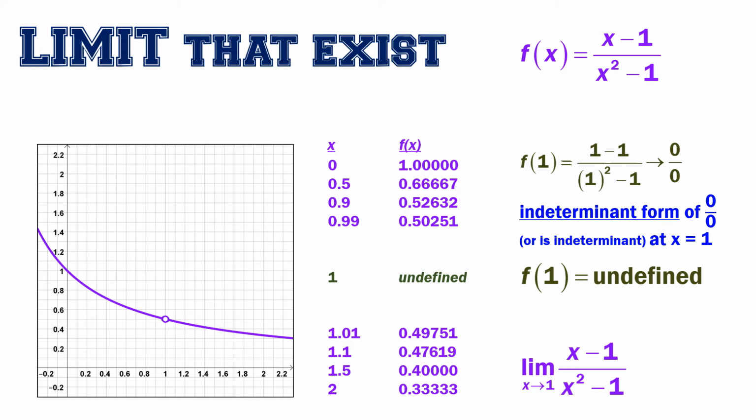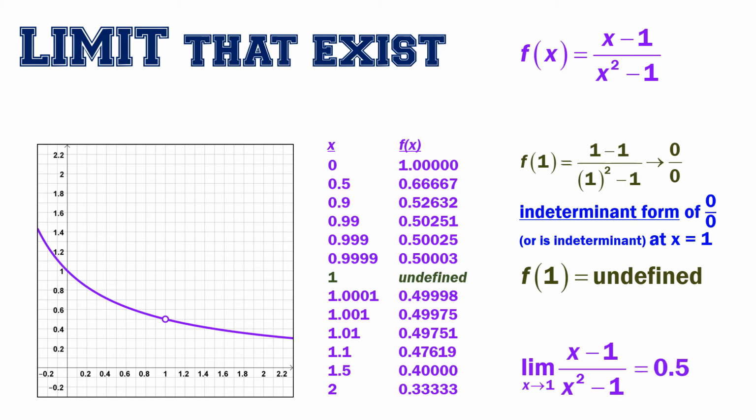But I still don't feel I'm sufficiently close. Let's go closer. You know what? Let's go closer still. Now with these values, I feel I am sufficiently close enough to say that the height is 0.5. I feel I'm arbitrarily close enough to say it's 0.5. And that's what I'm going to do. And that's the limit for f of x as x approaches 1. The height is 0.5.